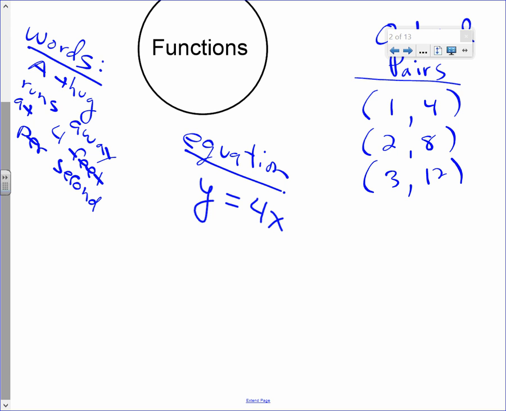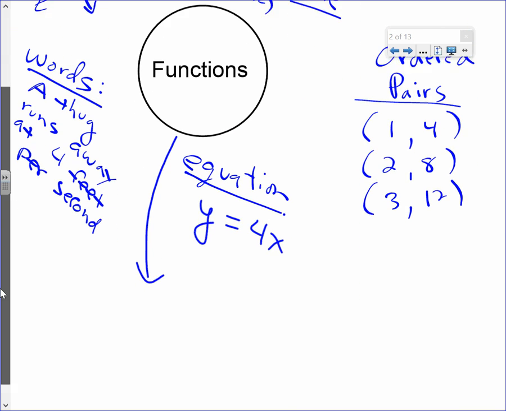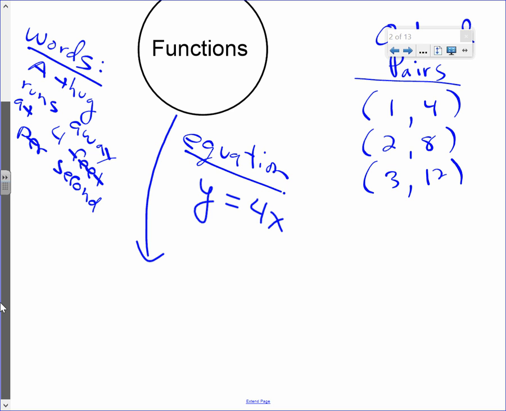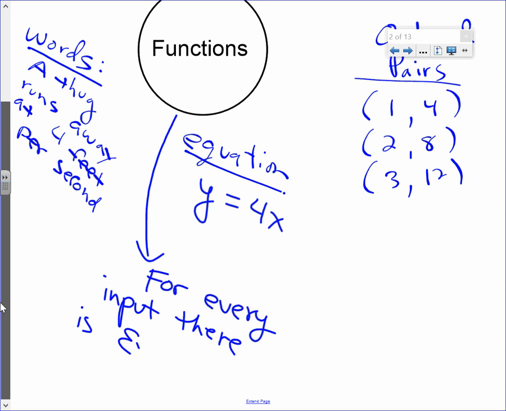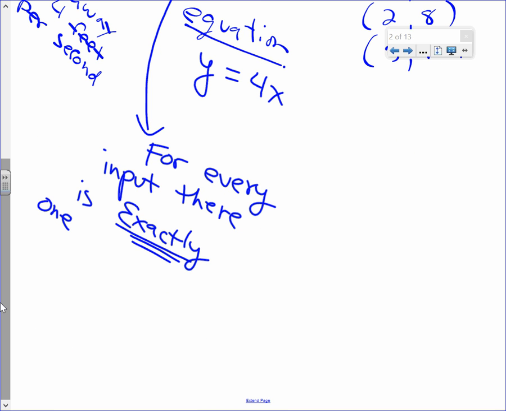But let's also add some features of a function. So down over here, I'm going to put an arrow. So here's the way it can be represented. Now I want to talk about some specific features. Just a minute. For every input, there is exactly one output only. Put exactly, underline like 3 times, exactly one output only. For every input, there's exactly one output only.